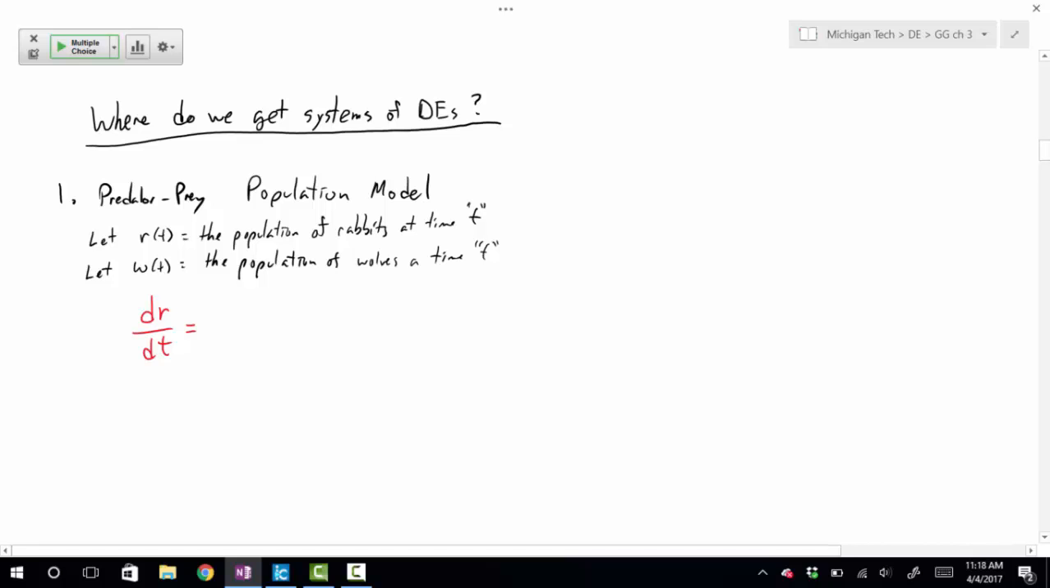And you might guess then that maybe it grows exponentially. We'll just assume it grows exponentially, in which case the rate of change of rabbits should look like, I don't know, some number times R, right? But then we can also see that the population of wolves is probably going to affect the population of rabbits. More wolves probably means fewer rabbits. So we might have this other factor for the rate of change of rabbits, subtract off maybe like 1/2 times W.